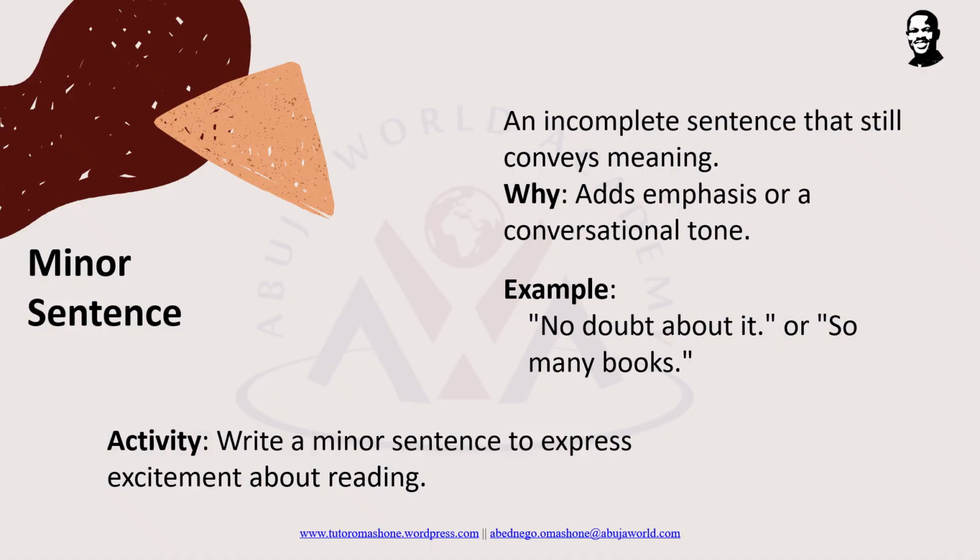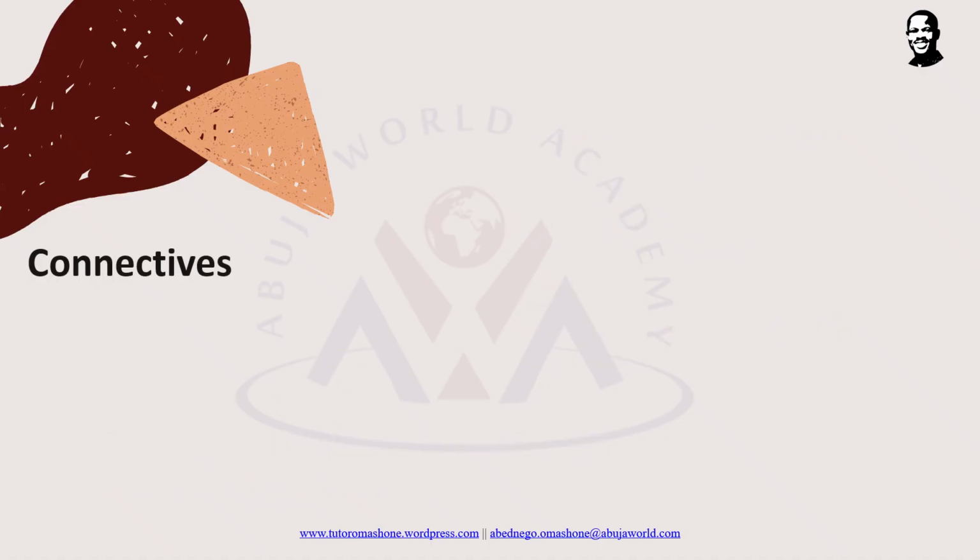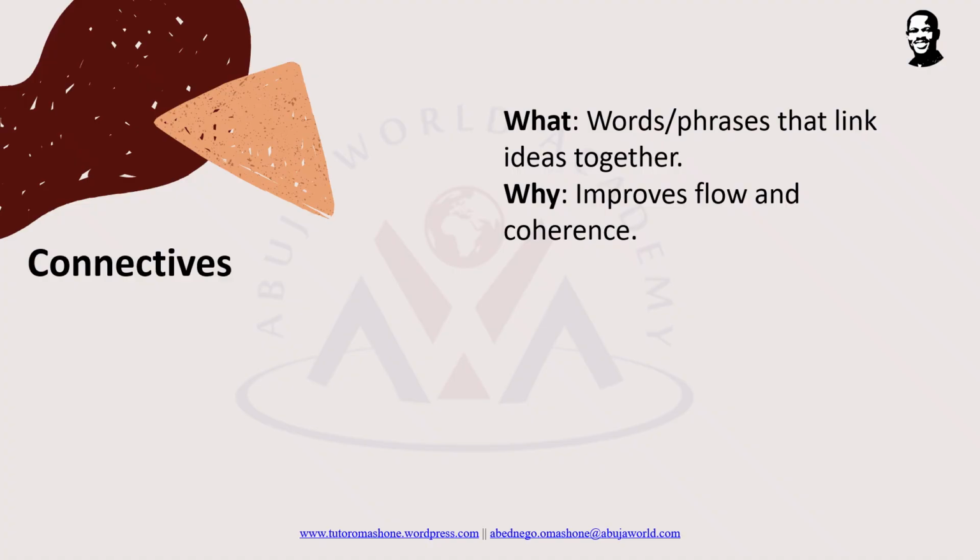The next we look at is connectives. Yes, connectives. Connectives are words or phrases that link ideas. We use them to improve flow and coherence. When you use connectives properly in your writing, it makes the reader follow your line of thoughts. And when you use your connectives properly, it helps you not to forget what you've said previously.